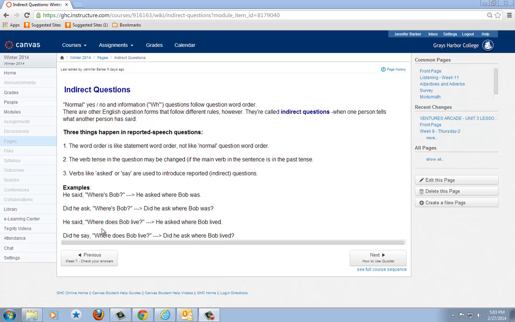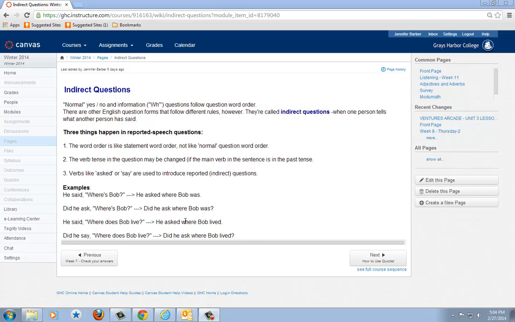He said, where does Bob live? So indirect would be, he asked where Bob lived. Did he say, where does Bob live? Then we can rewrite that and say, did he ask where Bob lived?